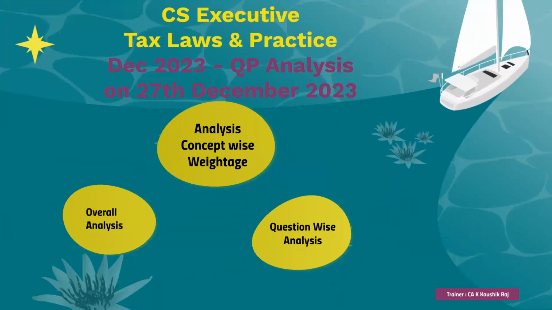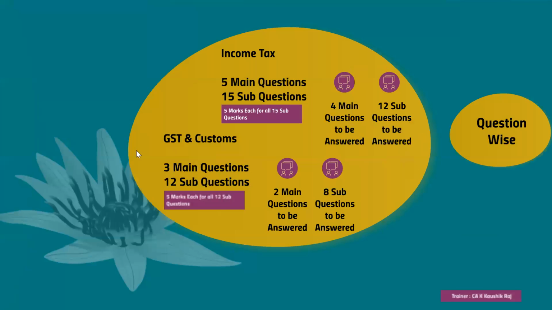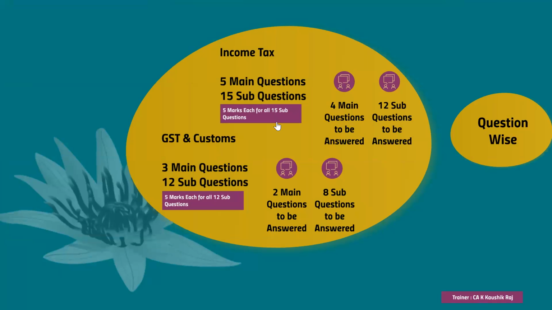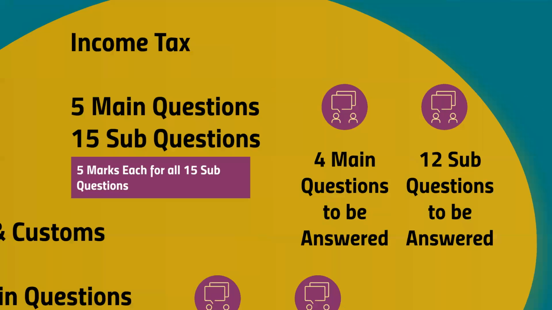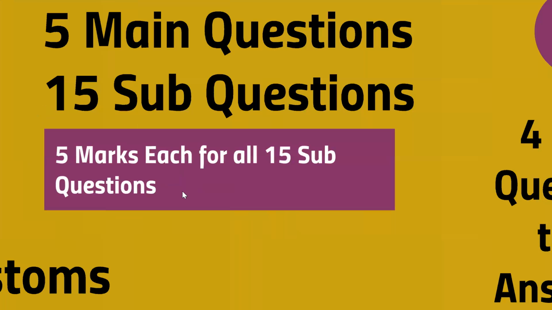You were waiting for all of this. Let's go to part 1, question number 1. Or before that, let me quickly summarize what was there in income tax. So in income tax, we had 5 main questions, out of which 15 sub-questions were there. And each of the sub-questions carries 5 marks each.